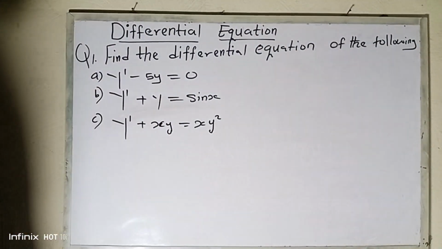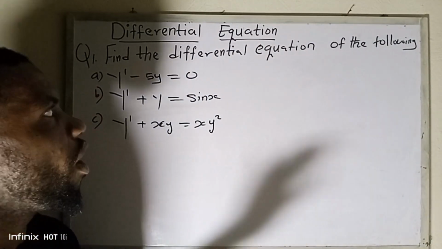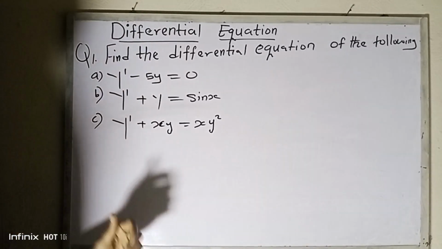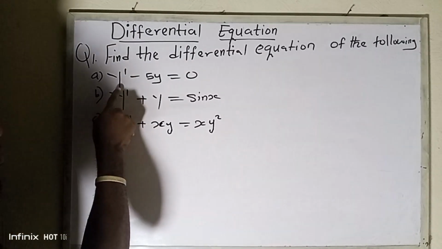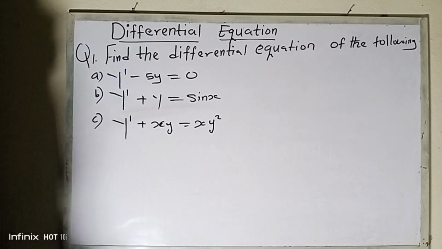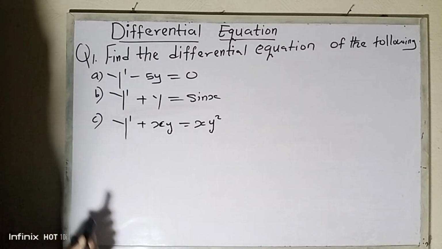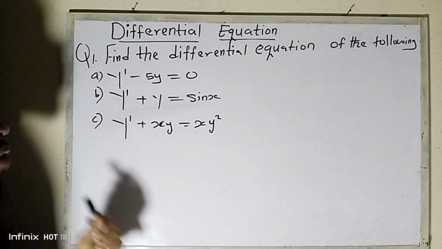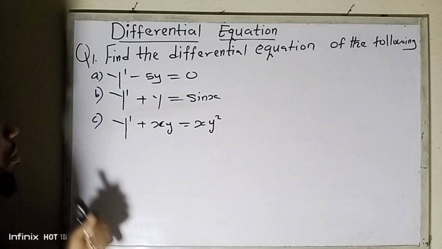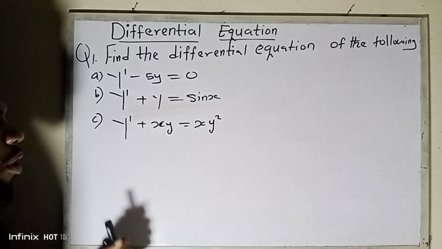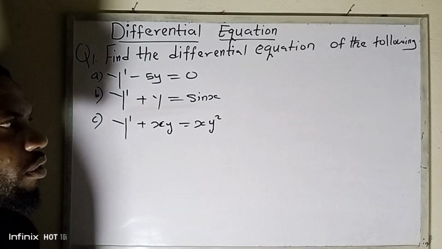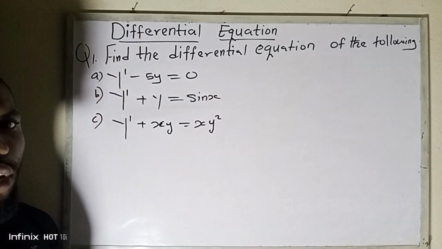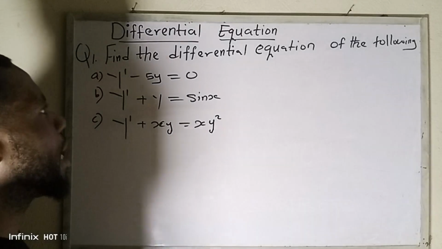The question says, find the differential equation of the following. A says y prime minus 5y is equal to 0. B says y prime plus y is equal to sine x. C says y prime plus xy is equal to xy squared. So now let's start with number one.